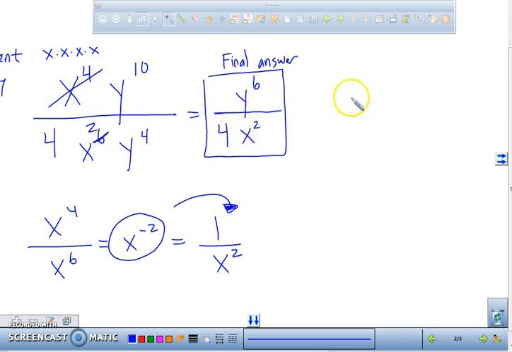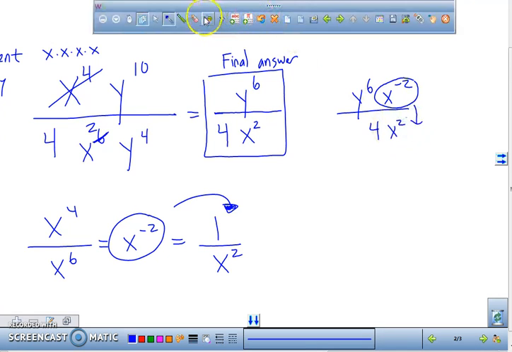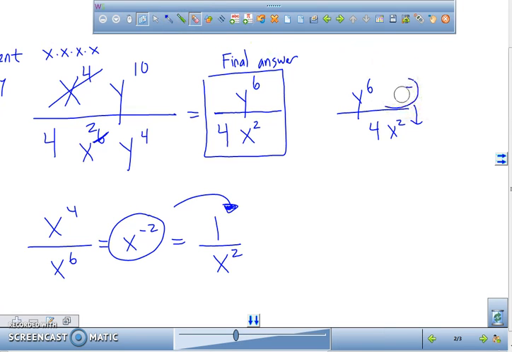Now, some people might have done this. They might have put y to the 6th, x to the negative 2 over 4. I've seen that type of answer before. What would this student have forgotten to do? That you're not allowed to have what? Negative exponents. And all you have to do to make a negative exponent positive is either shift it down below or move it up, depending on where it is. Is it in the numerator or is it in the denominator? That's why that's your final answer.